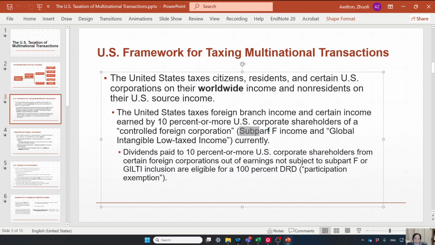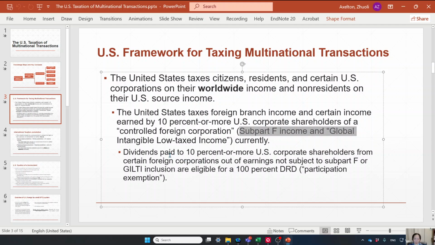So certain income is a lot of times covered in the subpart F income and global intangible low taxed income. So it's an acceleration of income recognition for U.S. tax purposes. The other part is the dividend. Any dividends paid to 10% or more U.S. corporate shareholders from certain foreign corporations out of earnings not subject to subpart F or GILTI inclusion are eligible for 100% DRD, the participation exemption.